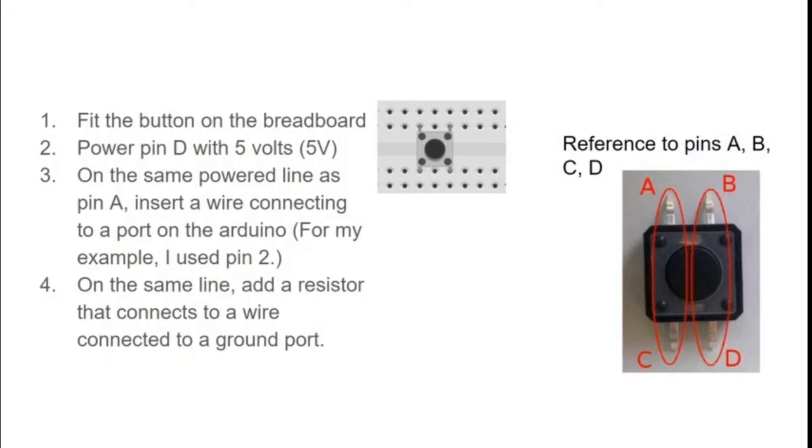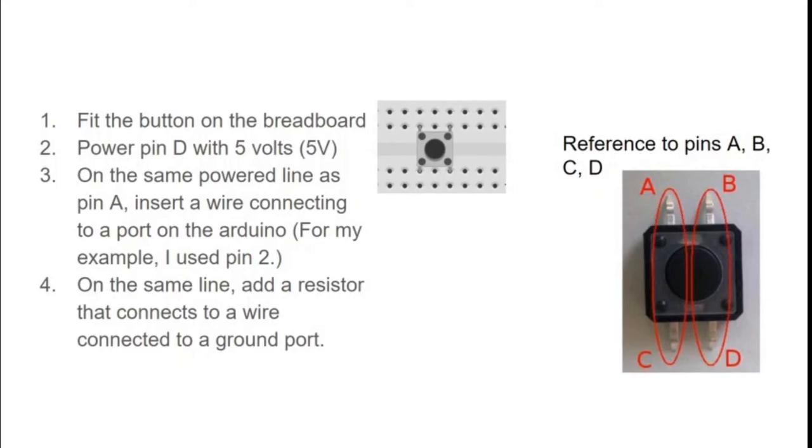When you press the button, pin A will also be powered. Get a wire that connects to a port on the Arduino, in my case I use port 2, and connect it to a pin slot above pin A. Be sure to add a resistor so that connects to the ground, because otherwise the circuit might burn.